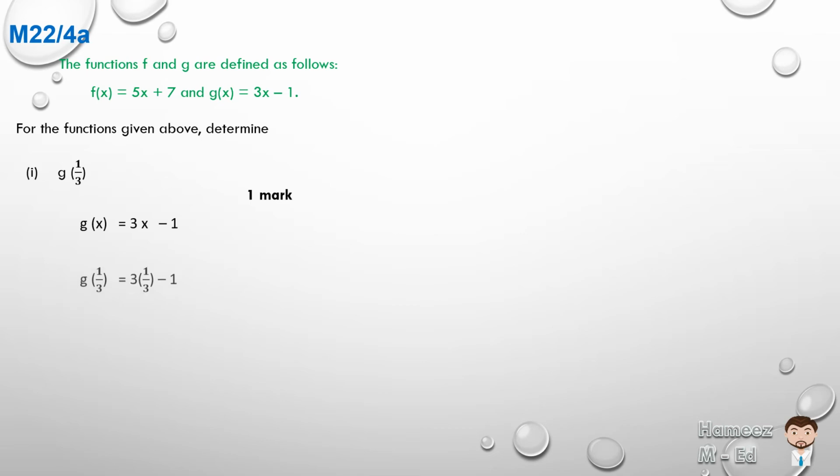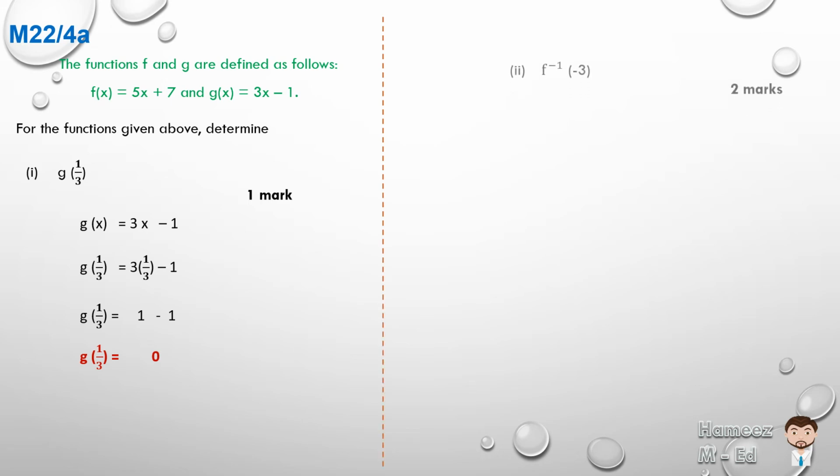So g of 1/3 is equal to 3 by 1/3 minus 1. And let's work that out. 1/3 of 3 is 1, so we get 1 minus 1. So g of 1/3 is equal to 0. Part 2. Determine f inverse of minus 3. So let's look at this little diagram we have here.